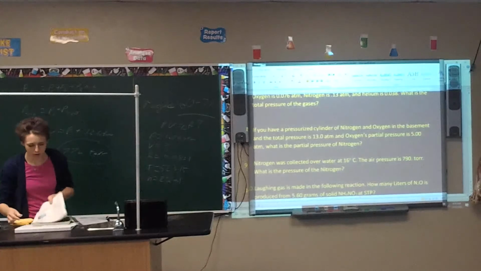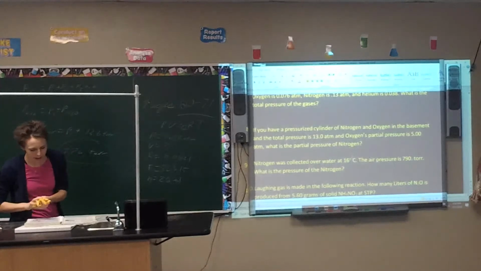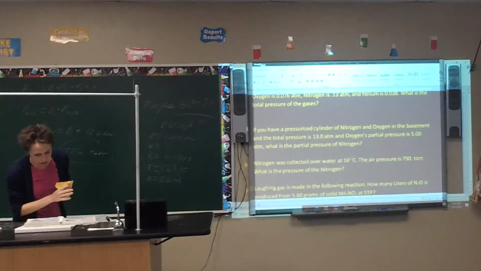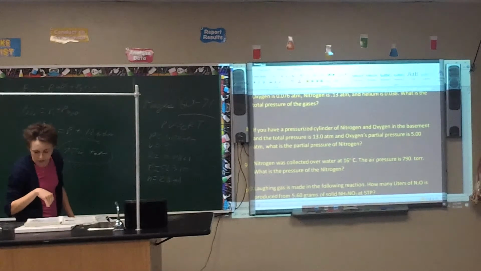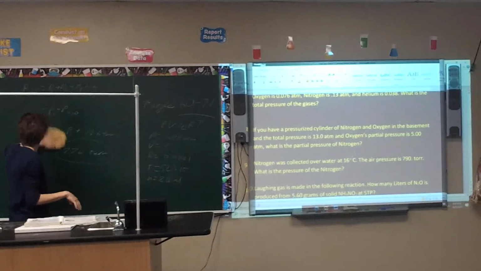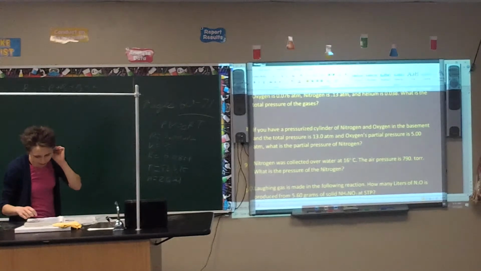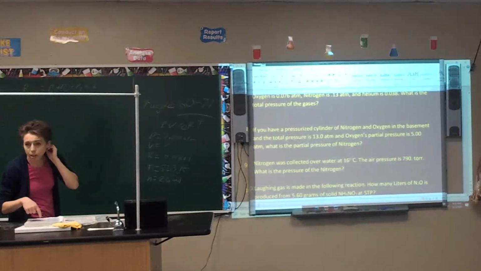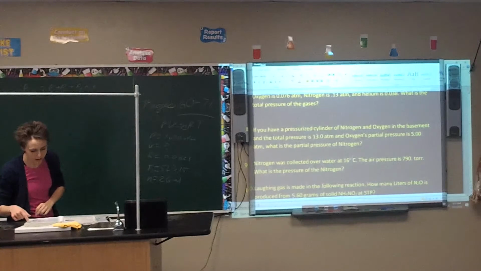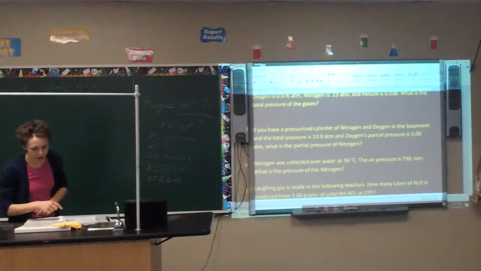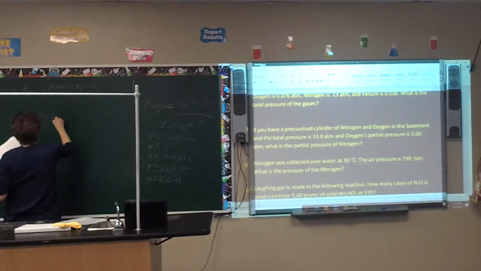Alright, let's practice one more at the top of the page. It says a sample of oxygen collected over water at 23 degrees Celsius occupies 485 milliliters at an atmospheric pressure of 743 torr. How many moles of oxygen were collected? This one's kind of going to combine the two ideas together. First off, I have to figure out the pressure of my gas on the inside. So the atmospheric pressure is 743 torr.